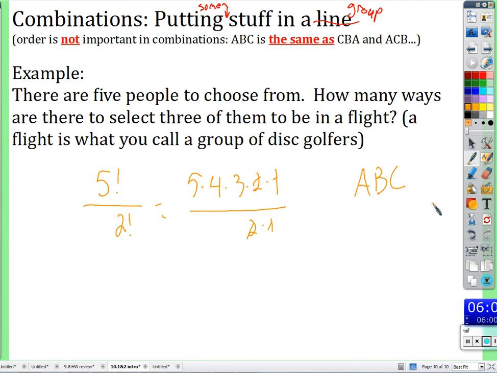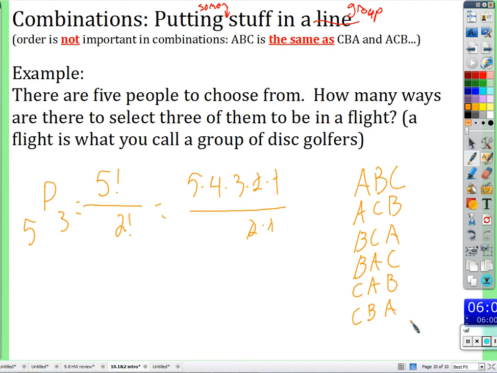All right? But if we think of this as a computer, 5P3 is what we've done so far. When this 5P3 computer gets a hold of it, it gets this ABC, and it also orders ABC in every possible way that ABC can be ordered. It also does ACB, counts it. BCA, counts that. BAC, counts that. CAB, counts that. CBA, that. Is that it? Is that all the ways that I can order those three things?